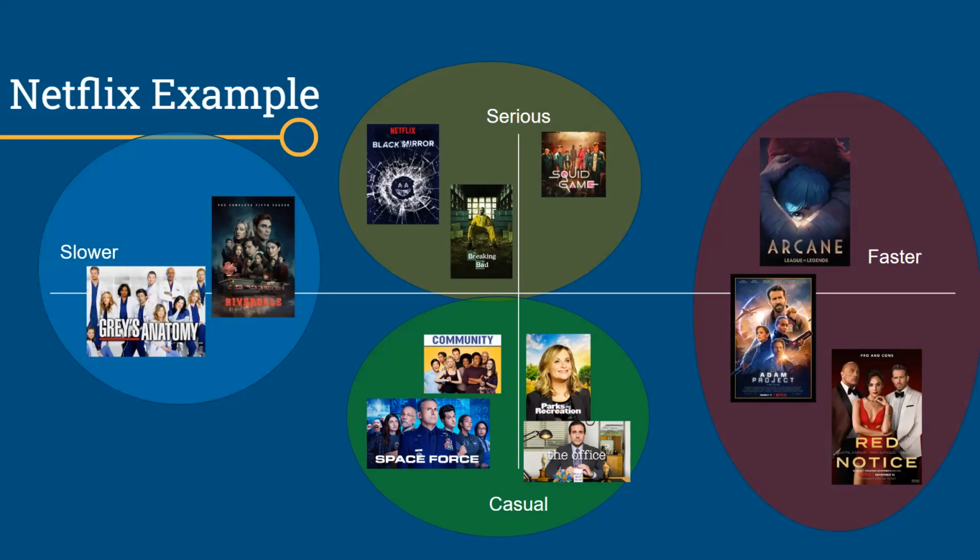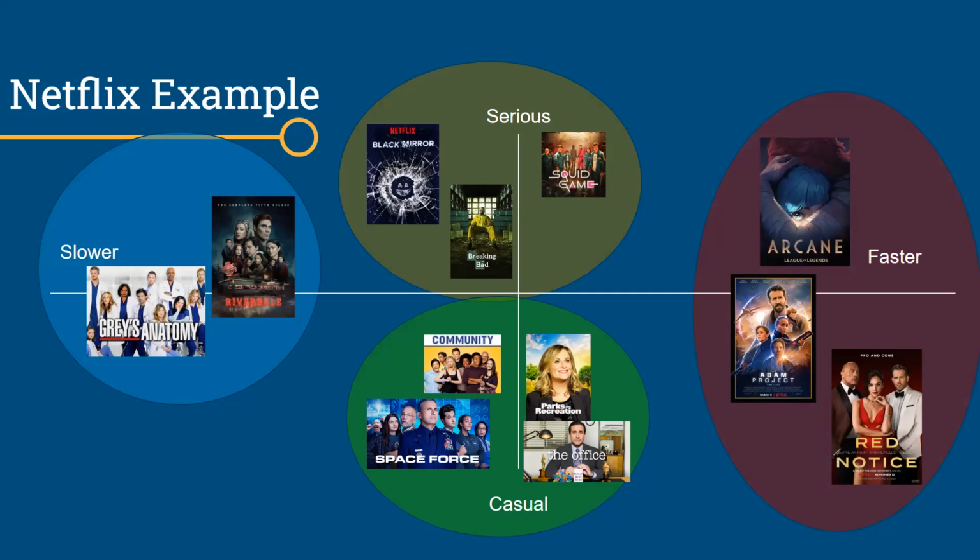So over here, we have a group of things that are generally very fast. Red Notice, Adam Project, Arcane, those are very fast-paced movies and TV shows that Netflix has. Maybe it would put them in a cluster using the clustering algorithms. Then if you watched something like the Adam Project, it would recommend Arcane and Red Notice because those are all in the same cluster.